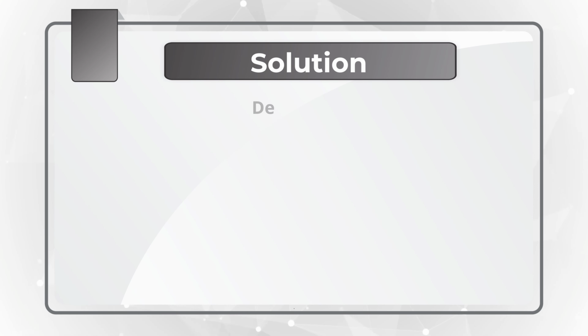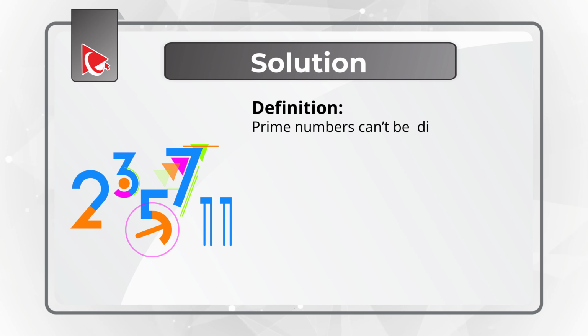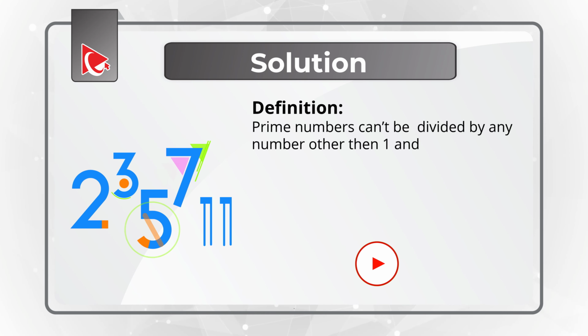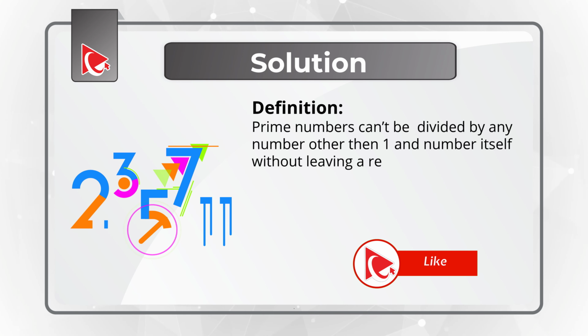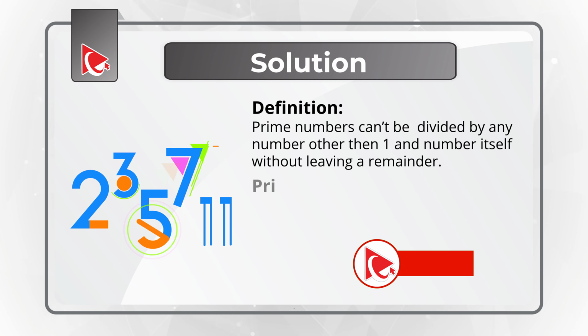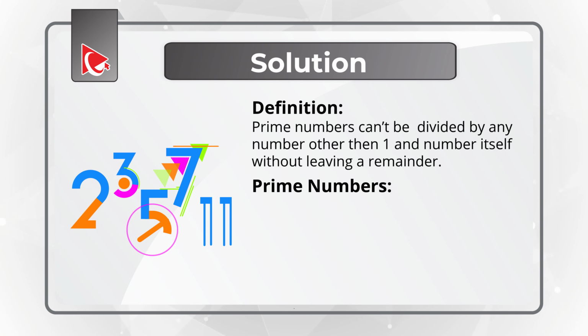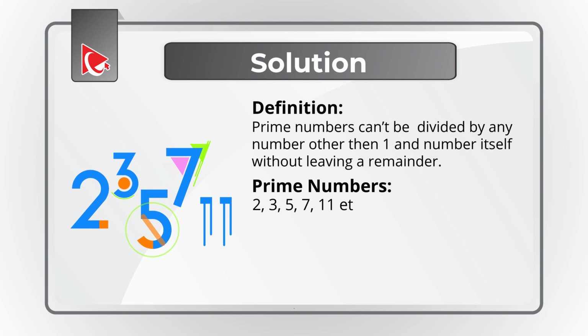To solve this challenge, let's start with the definition of prime number. Prime numbers cannot be divided by any number other than 1 and number itself without leaving a remainder. Some examples of prime numbers would be 2, 3, 5, 7, 11, and you can continue the chain.